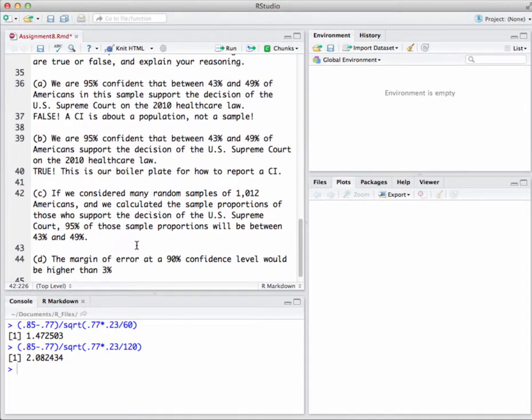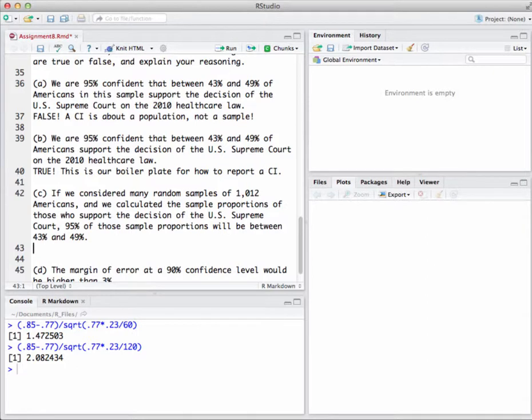Okay. All right. So what about part C here? If we considered many random samples of 1,012 Americans and we calculated the sample proportions of those who support the decision of the U.S. Supreme Court, 95% of those samples, they're messing with you here. That's not what the 95% means, right? The 95% says that in repeated sampling, 95% of the confidence intervals would capture the population proportion and 5% of them would not. So again, they're just twisting the language here on us to see how we're doing this. This is false.